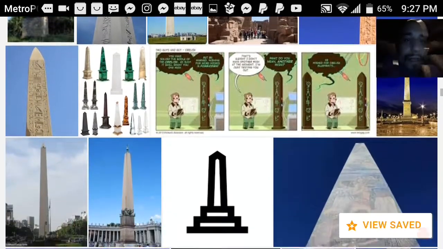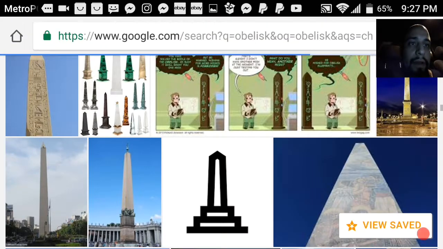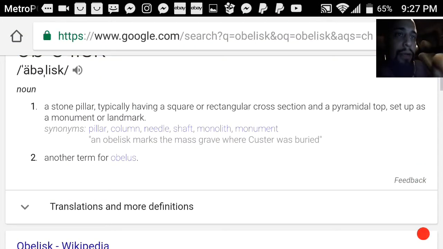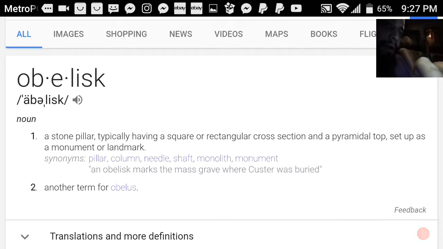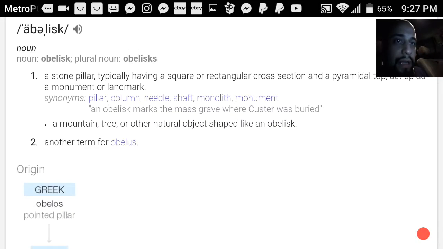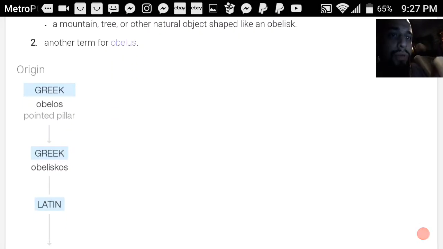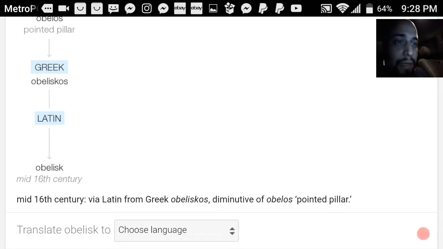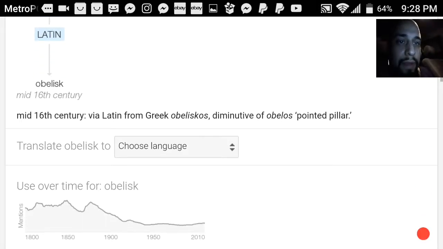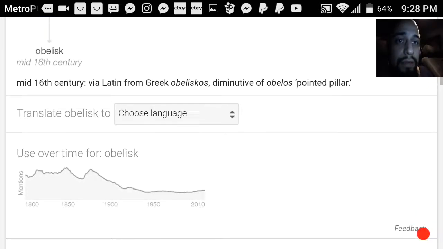But yeah, so pretty much the obelisk represents the land of the dead. It marks this as a mass grave. See, look, a stone pillar. Look, perfect. Another term for obelisk. Number 2, another term for obelisk. An obelisk marks the mass grave where Custer was buried. Let's see more translations. Let's see what else. Obelus, pointed pillar, Greek obeliskos. Obelisk, mid-16th century. Pretty much it is a cross.